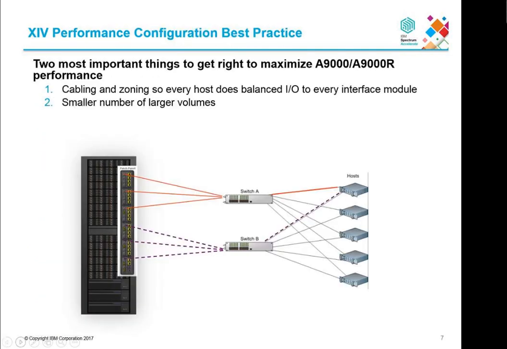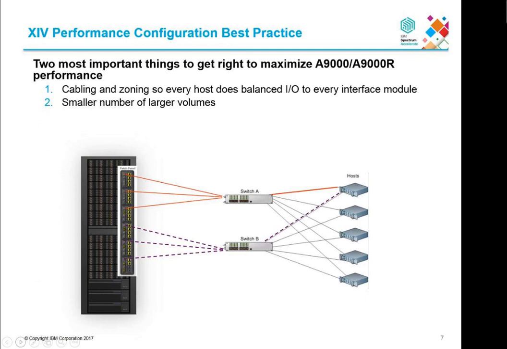One of the things that's important to remember when you're looking at either XIV or A9, essentially something with a grid architecture, is that you want to make sure your host is seeing every interface module or grid controller. And again, we'll talk about specific zoning characteristics or ideas for the A9 in a little bit.